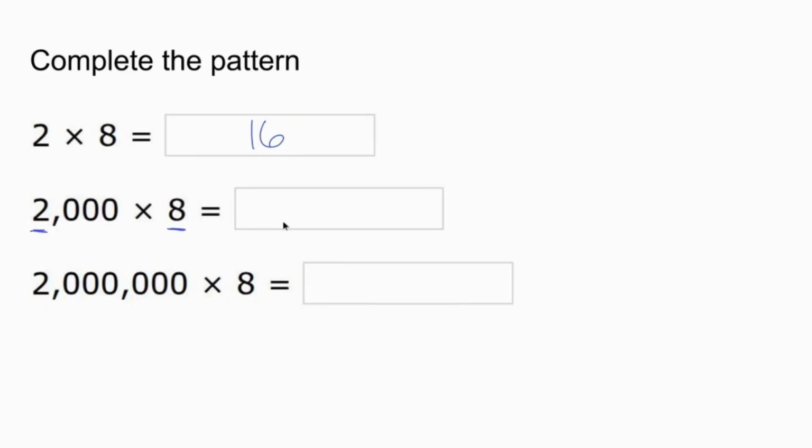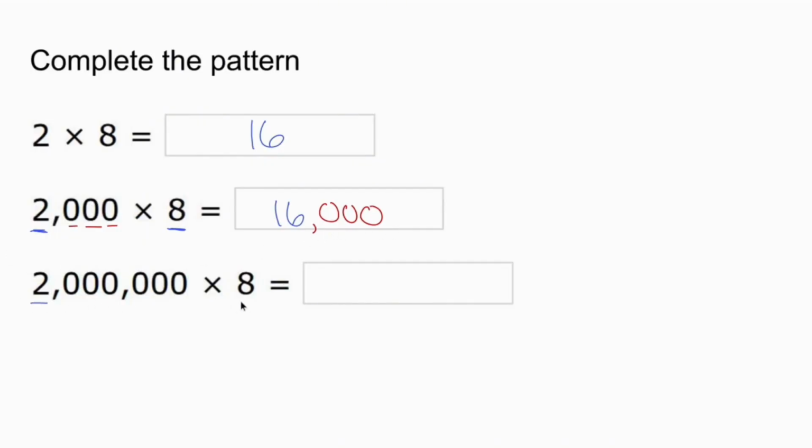2 times 8 is 16. Then we count the zeros to the right of that 2. 1, 2, 3. We write out that many zeros to the right of it, and so we end up with 16,000. So if 2 times 8 is 16, then 2,000 times 8 is 16,000. Makes sense. So do the same thing.